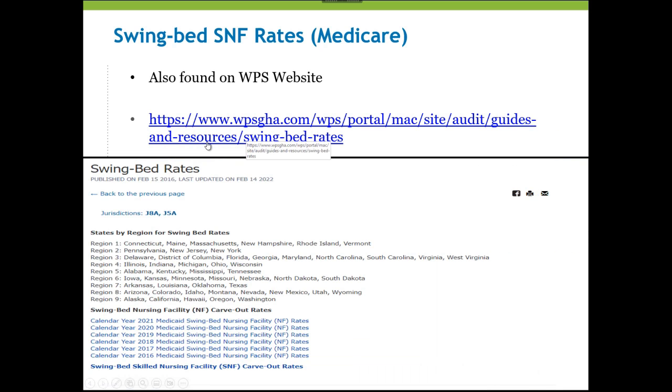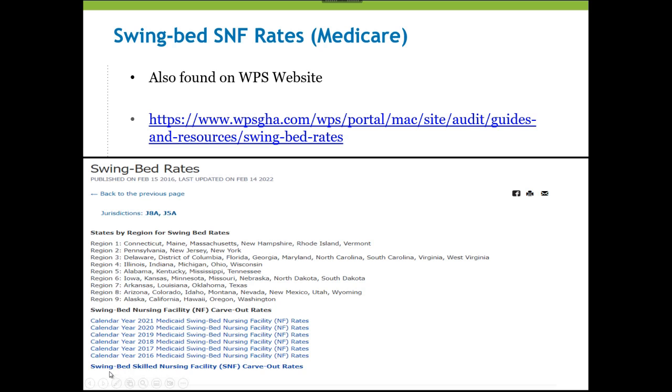Now, when you go to that swing bed rates link, you'll first of all see the different regions that we talked about a bit ago, and you'll see the swing bed nursing facility carve-outs. And this is broken down by calendar year. We're actually going to talk about these next. So there's a link for every calendar year.